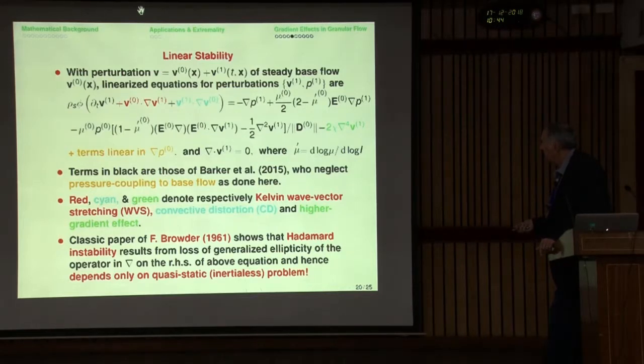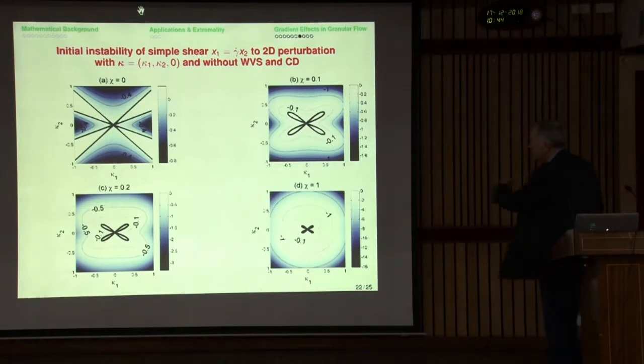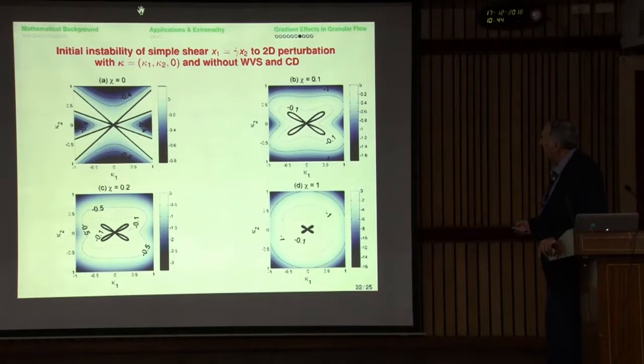But if you're interested in dynamics, then you can do the dynamical analysis as Barker et al. did. And so here's the effect of this parameter chi, the gradient term. If it's zero, we get a stability diagram in wave number space. This is for a shear flow in the one direction. This is the component of the wave vector in that direction. This is the component of the wave vector in the second direction. We've put everything in Fourier space here. So the unstable regions are in here. These directions in wave number space are unstable, and they grow like e to the lambda t, and lambda goes like k squared.